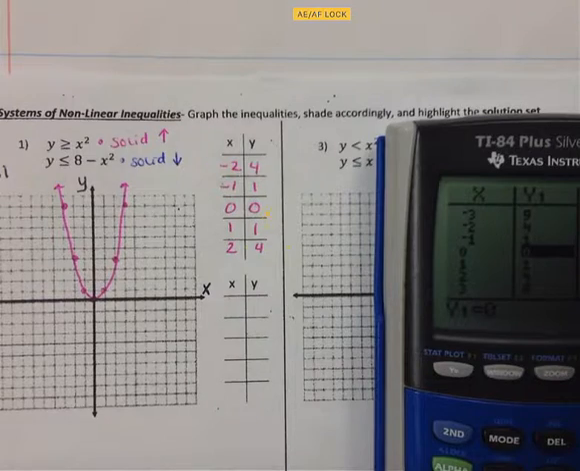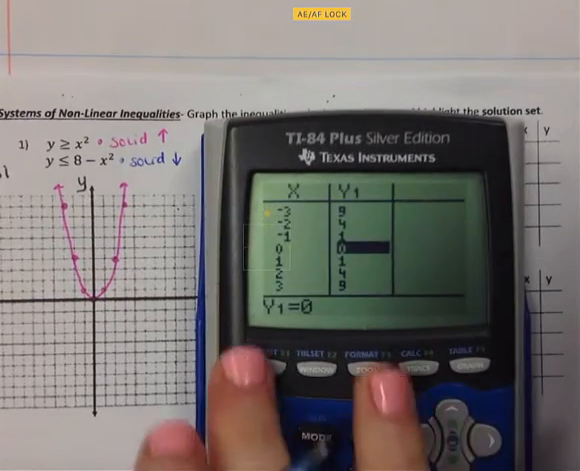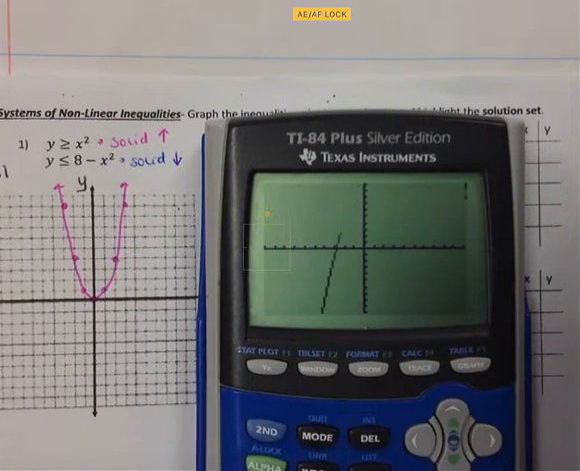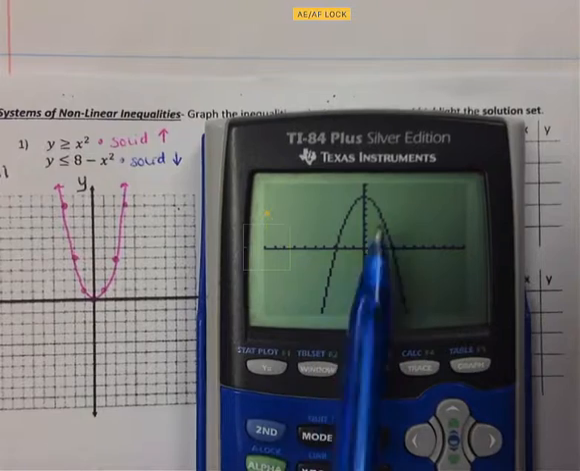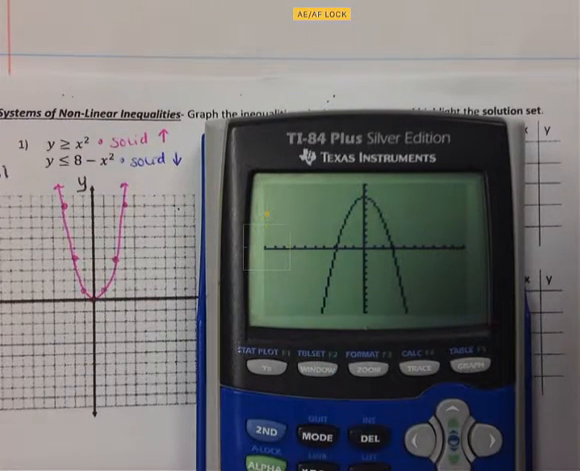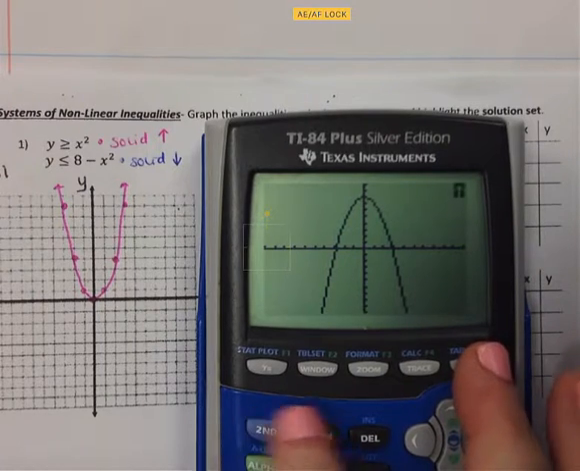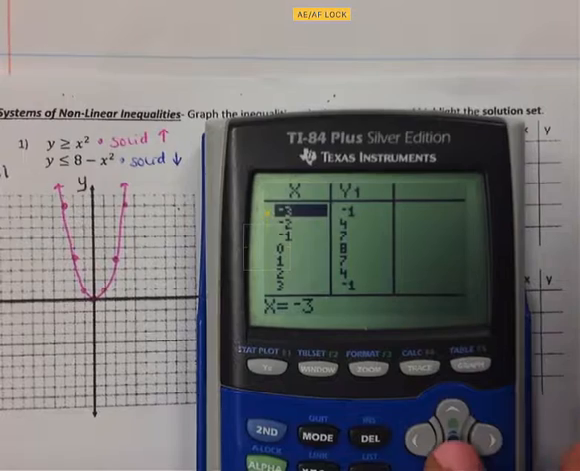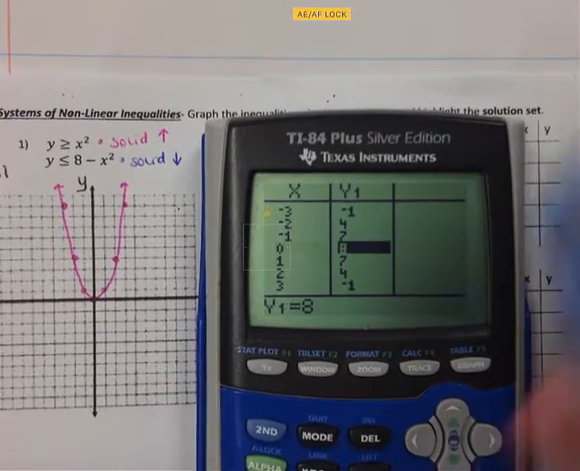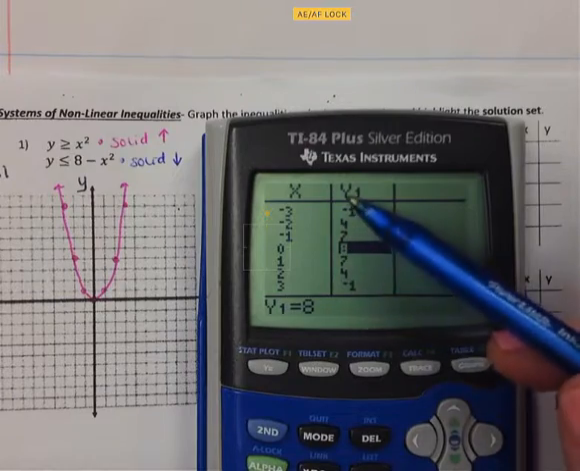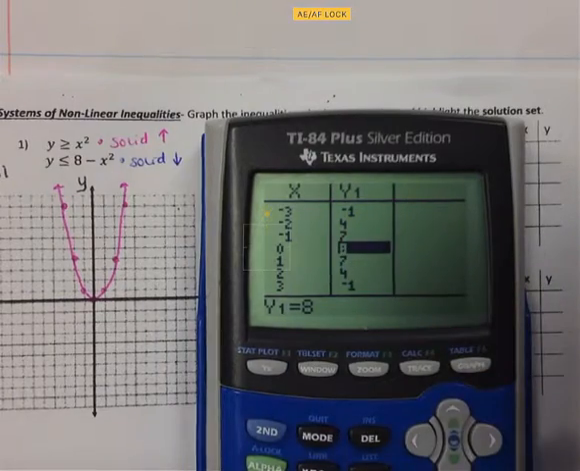So on the second one, I'm going to go back and type in y equals 8 minus x squared. Look at the graph. It looks like the vertex is at (0, 8). So we'll look at the second table, (0, 8). And if you see here, the y values are the same on either side, which means that (0, 8) is in fact our vertex.